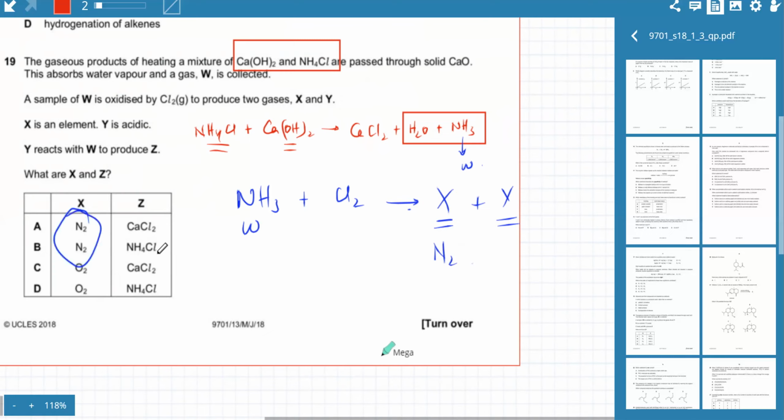It's either going to be A or B. What could be the other thing then? The other thing could possibly be... let me just confirm, this absorbs water and a gas W. So W is definitely NH3. So the other thing is definitely going to be NH4Cl.